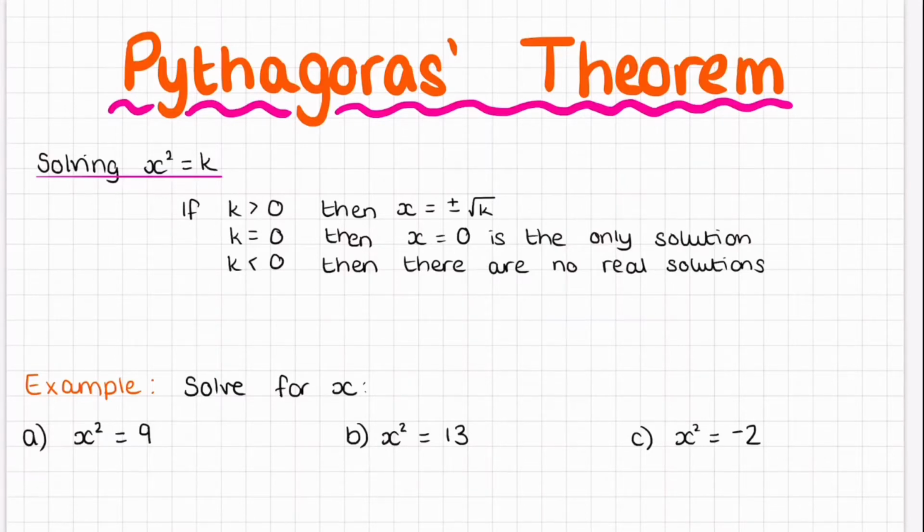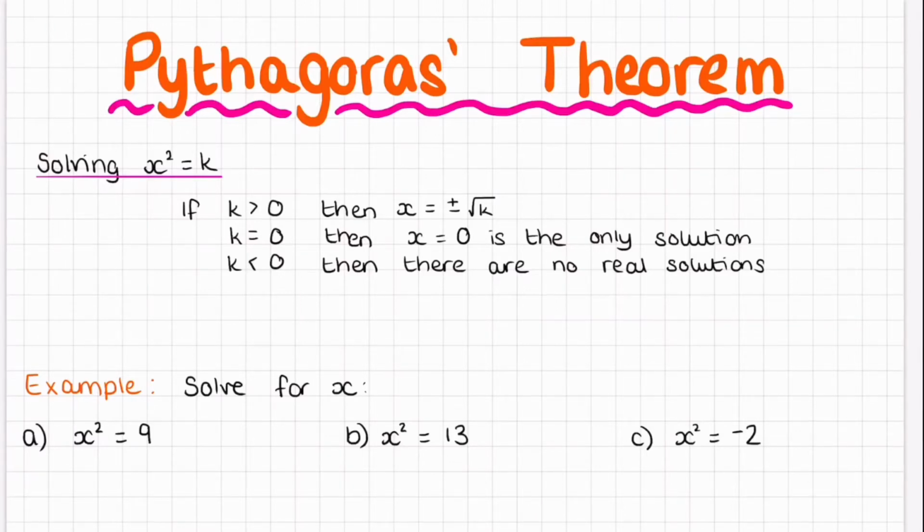So when we solve this, there's actually three different ways we can answer the question. If that k value is greater than 0, then x equals plus or minus the square root of k, and you'll see that when we get to the examples. If k equals 0, then x equals 0 and there's only one solution. And if k is less than 0, so negative, then there are no real solutions because we can't find the square root of a negative number, not in the real number system. There is a complex number system where we can do that, but we're not going to concentrate on that this year. That will come into maths next year, depending which maths you pick.